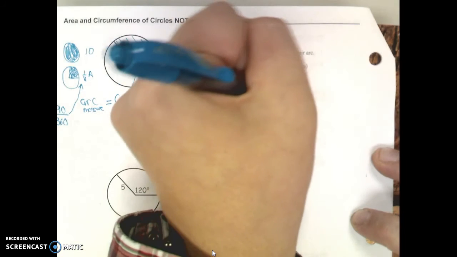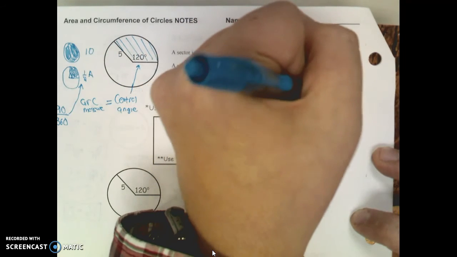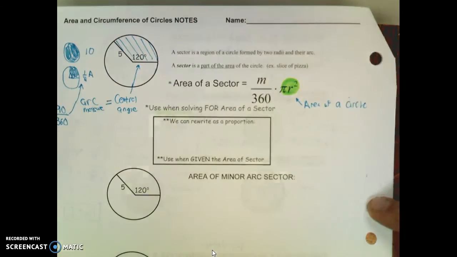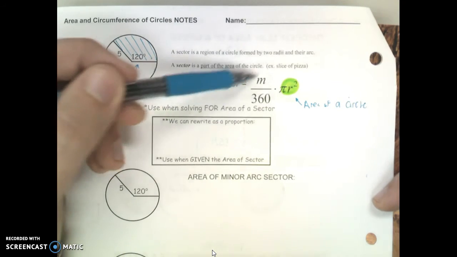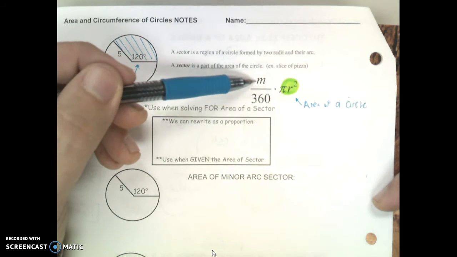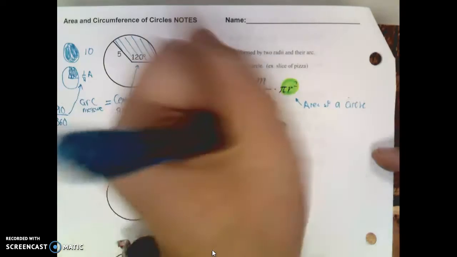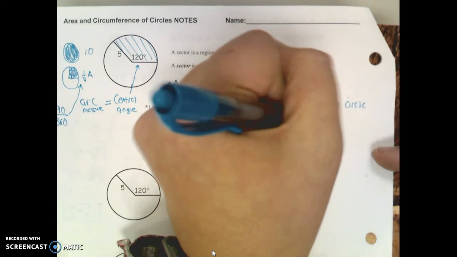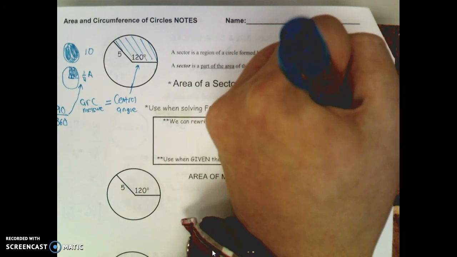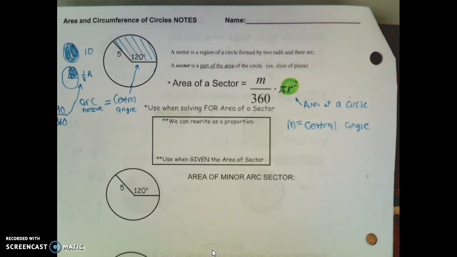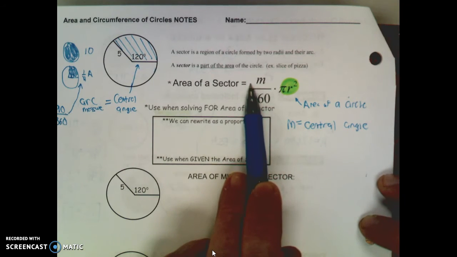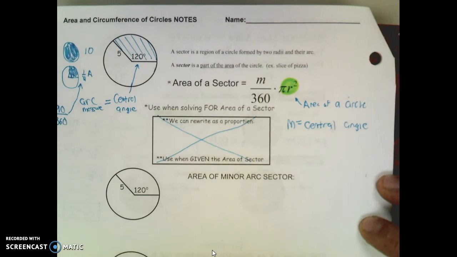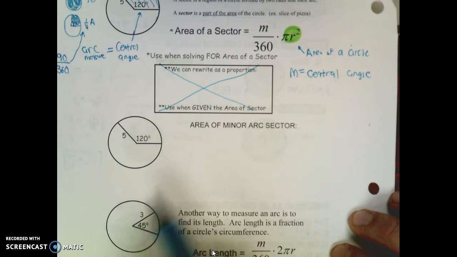So that's area of a circle. But what you have to add, or I should say multiply, in addition to that is what part of the area do you want? And so you're going to take M, which represents your central angle. So I'll write that here as well. Your central angle is what you're going to use to figure this out. And so that's all you need to know. To find the area of a sector, you not only need your radius, but you need to know your central angle.